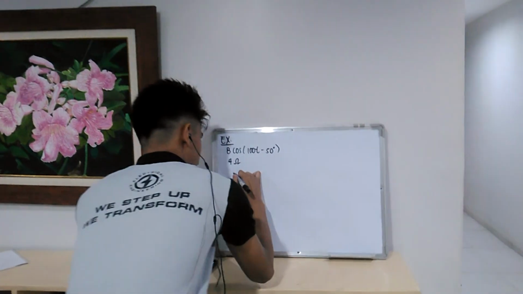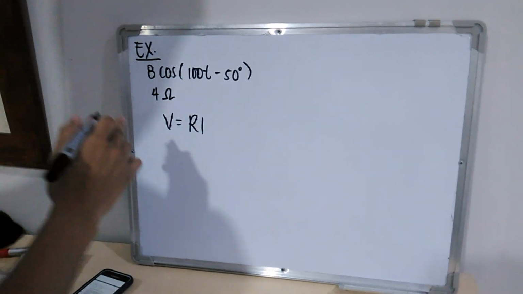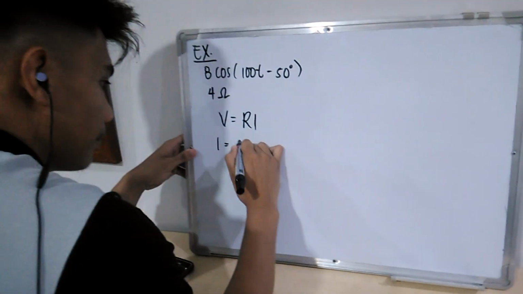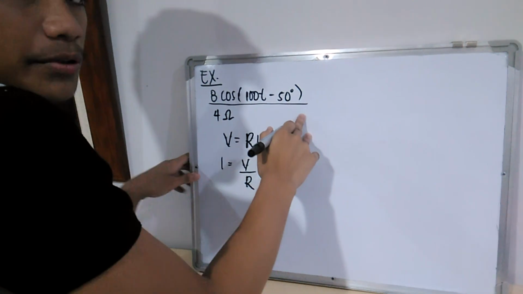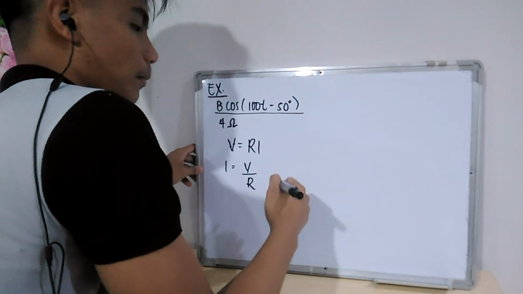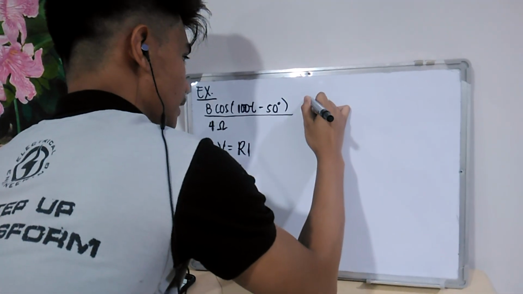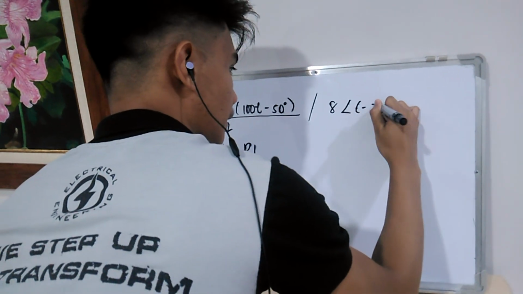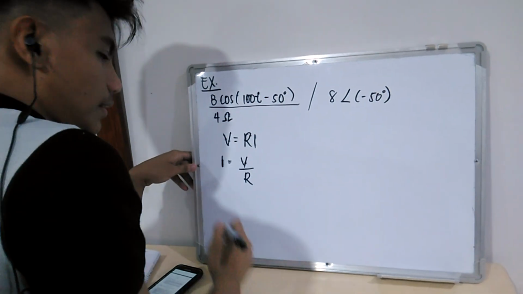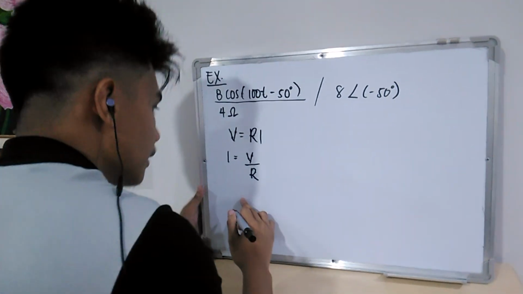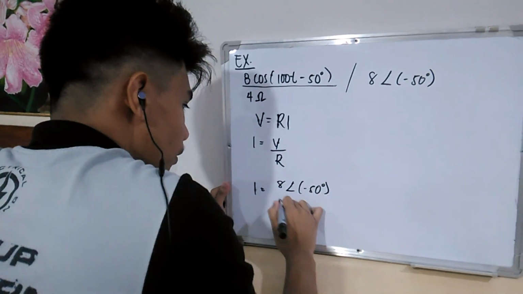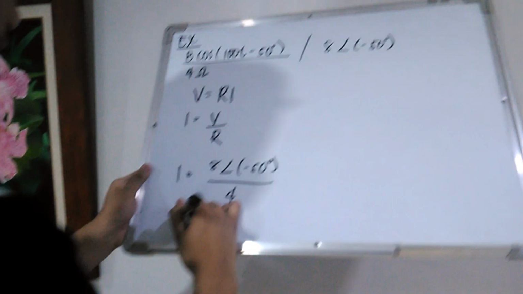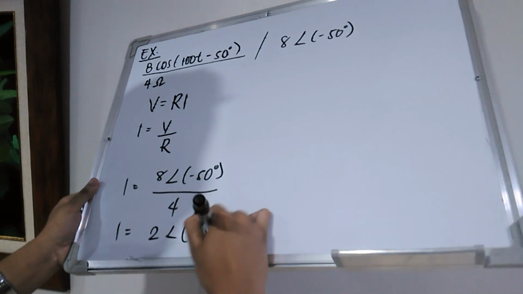Now, let's have the frequency domain. The frequency domain has the formula V is equal to R I. Again, we're looking for its current. So I is equal to V over R. Now let's remember, this one right here is trigonometric, so it can be transformed into polar form. The polar form of this voltage can be written as 8 angle negative 50 degrees. Let's apply the given into this equation. So we have I is equal to 8 angle negative 50 degrees over 4. Now, we have a current of 2 angle negative 50 degrees amperes.